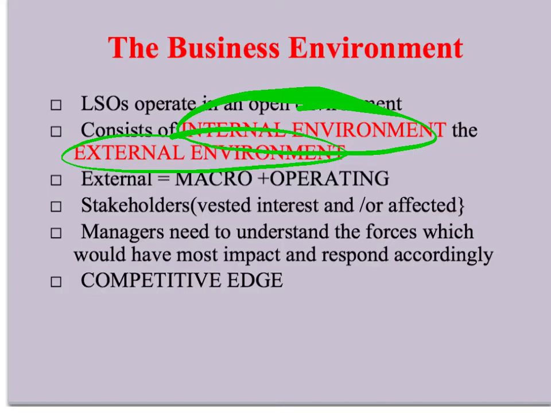Well, the external environment consists of the macro and the operating environment, whereby the macro environment consists of those broad trends and conditions, such as the economy, over which the business has no control. The operating environment, on the other hand, consists of those stakeholders which the organisation interacts with in a day-to-day business. And we'll have a look at each of these in turn.